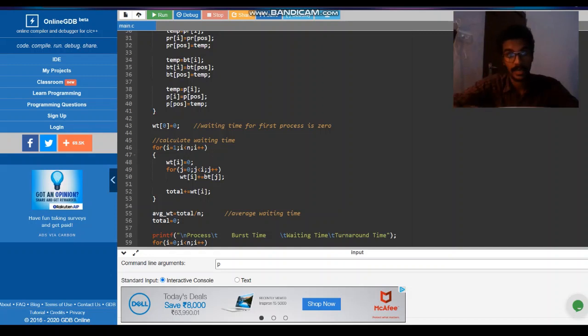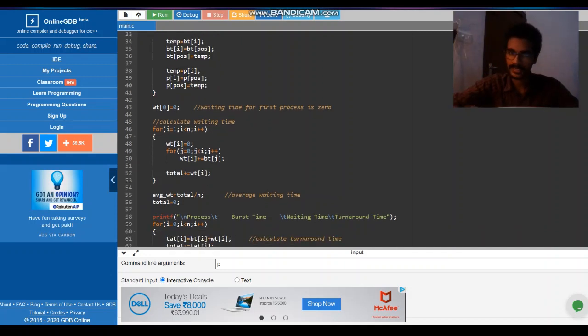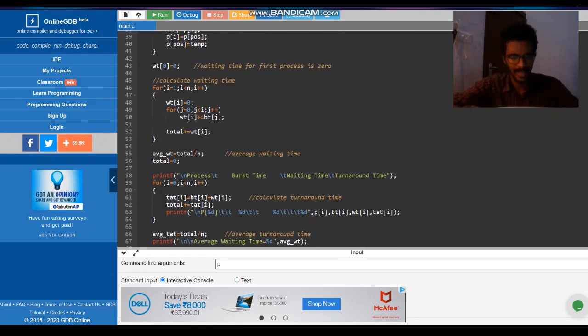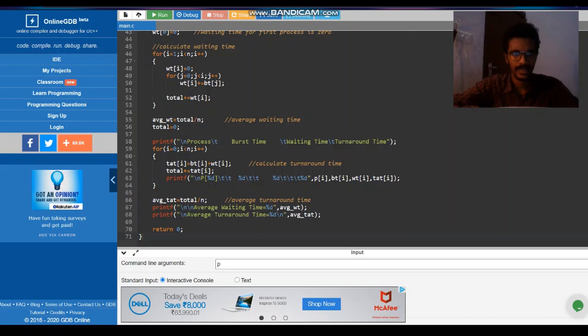And then I am going for the normal, that is calculating the waiting time. It's all the same, total is equal to total plus wt of i. And then you're finding the average waiting time. And then printf the process, burst time, waiting time, turnaround time, it gets saved in the table, and then the total is getting calculated and divided by n, the total number, and then it prints out the average waiting time and average turnaround time, and it's getting stored over here, and return 0.